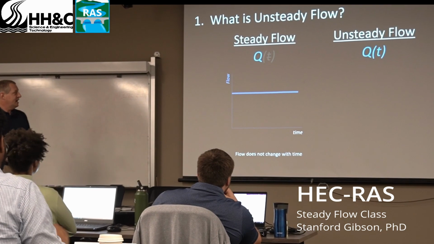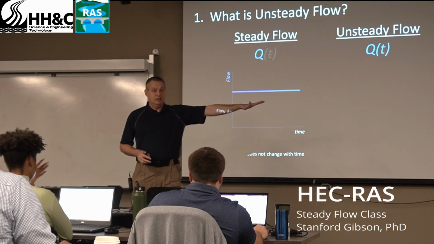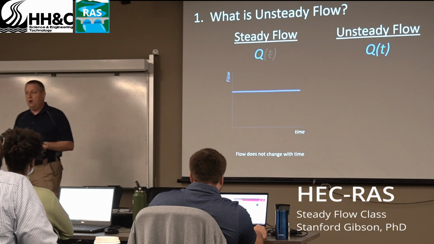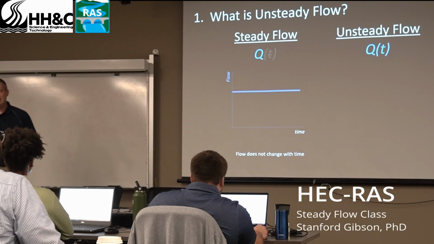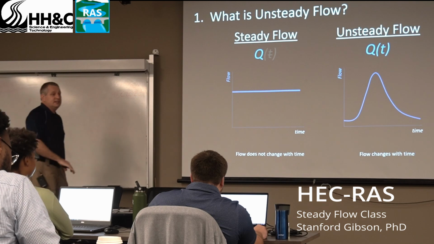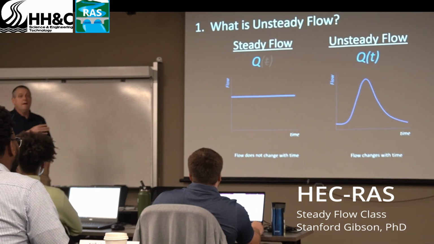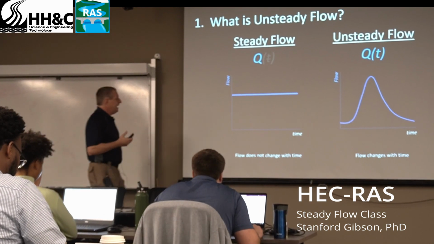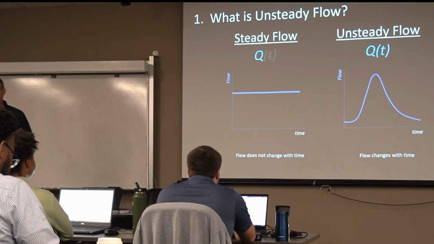Steady flow assumes that flow is constant with time. In fact, there is no temporal component in steady flow. And so if you were to plot it with time, it's just flat. It's not that interesting. Unsteady flow is a hydrograph. Unsteady flow comes from hydrology. There is a temporal component. Flow increases and decreases with time. And so the basic idea is that flow does not change in steady flow, and flow does change in unsteady flow.